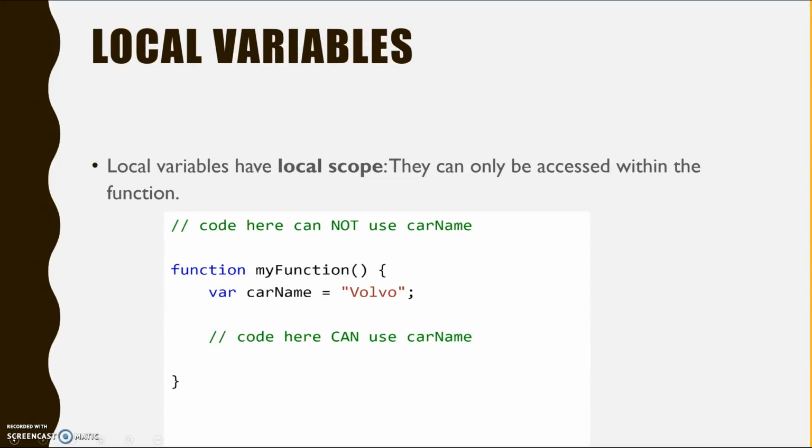So for example, we have the local variable. Local variables have a local scope. They can only be accessed within the function. For example, if we have the function myFunction and inside the function is a var carName equal to Volvo, only this function can access the variable carName because it's a local scope. It can only be accessed in this part of the function.